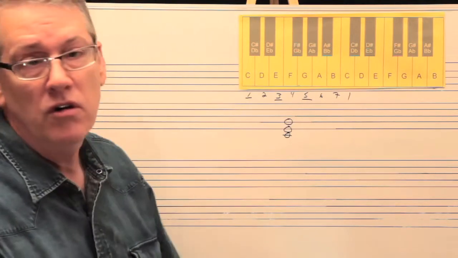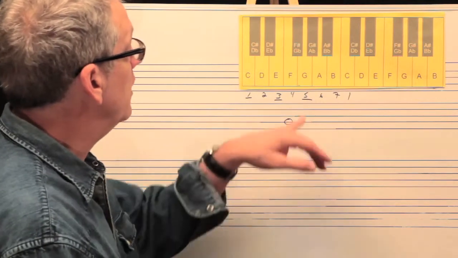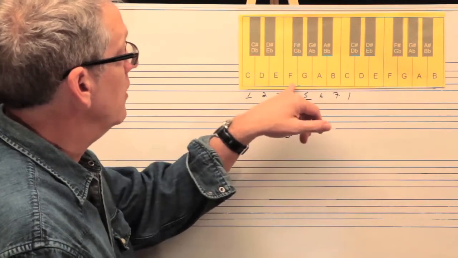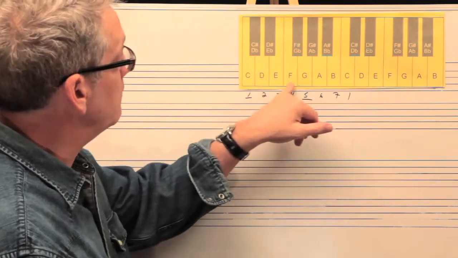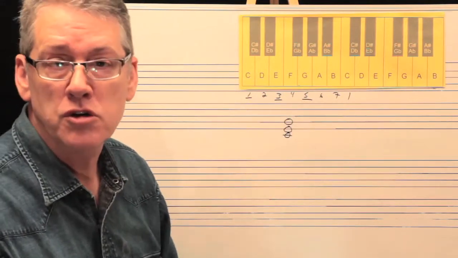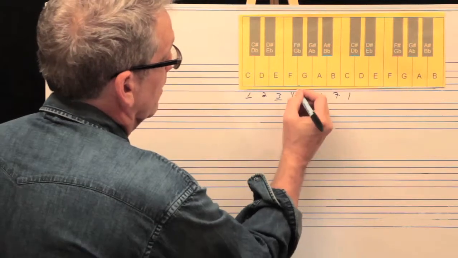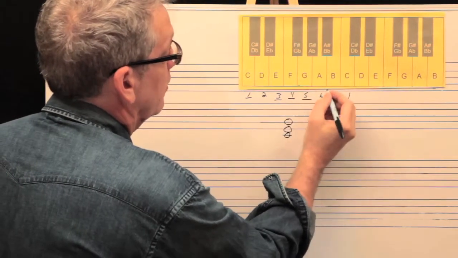So let's try another chord. Let's build a 4 chord. That starts on the 4th degree of the scale. So a 4 chord in C starts on the 4th degree of the scale, which would be F.